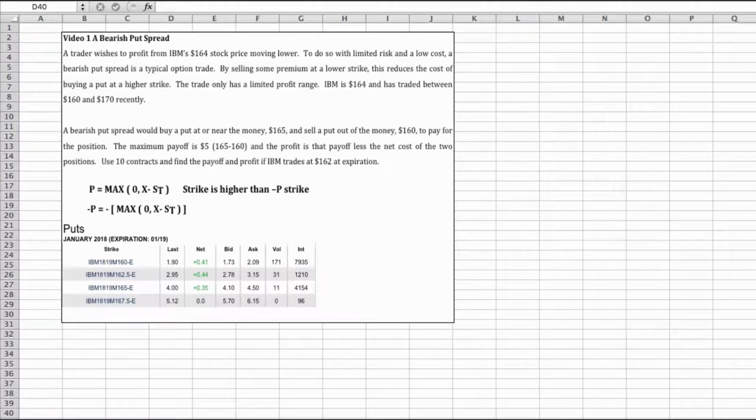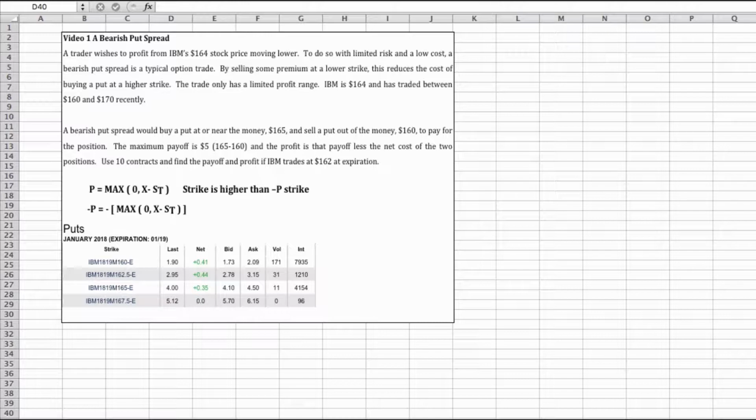This is a bearish put spread on IBM. IBM is trading roughly around $165, $164, and you wish to profit on a bet that IBM moves lower. So you could short the stock, but if you want to do it in a limited risk, you would buy a put option. The problem with buying put options is you're spending money to buy the premium.